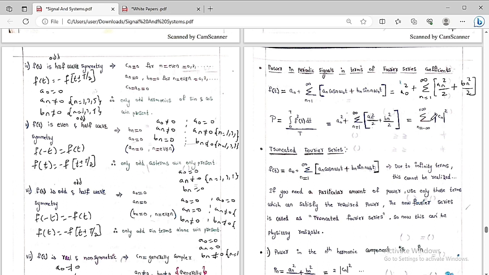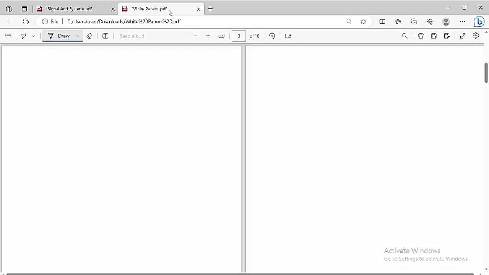Suppose you want to write the expression in terms of the exponential Fourier series coefficients: it is sigma n equals minus infinity to plus infinity of mod of c of n whole square. This you have to keep in your mind. So let me write the formula, and this formula you have to keep in your mind.